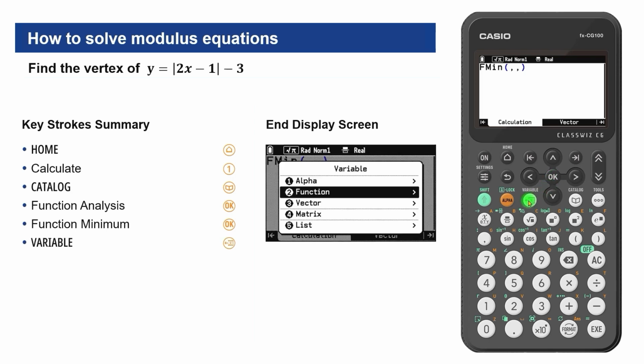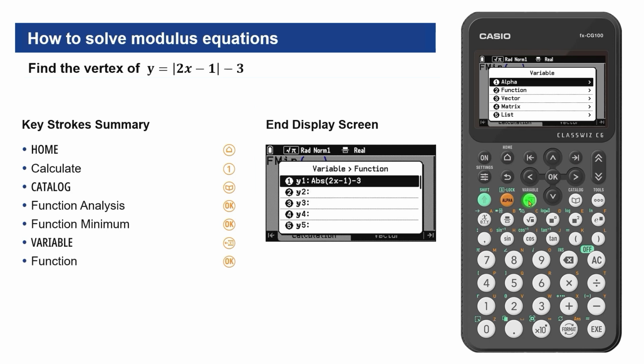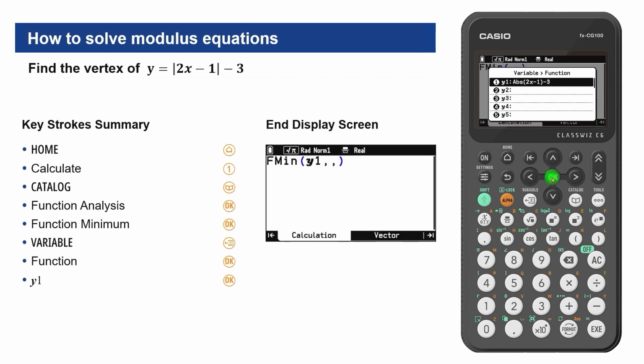Press Variable to open the pop-up. This menu allows you to recall variables, functions, lists, and so forth that have already been stored. Select Function to view all the functions stored in Graph and Table. This displays the modulus function we entered earlier as Y1. Confirm the choice of function. This enters the graph notation in the template and not the function itself.